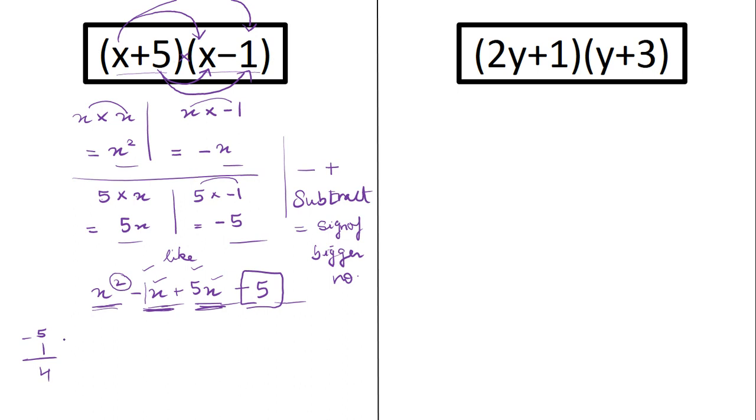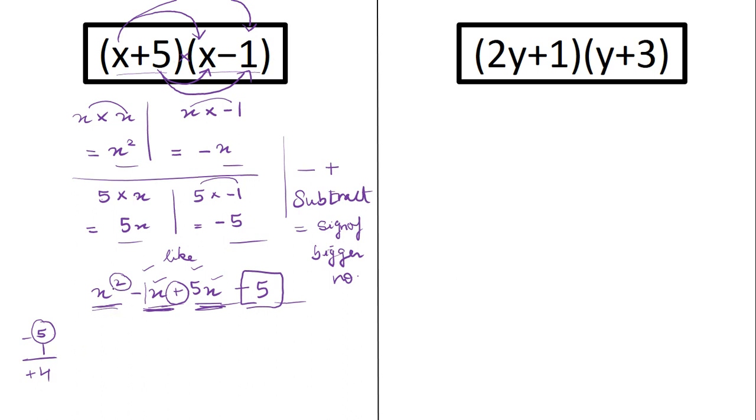Now, which one is my bigger number out of 1 and 5? 5 is my bigger number. What sign do you see beside 5? There's a positive sign, which means my answer is also supposed to be positive. So I have a positive 4 here. What about the x squared and the negative 5?